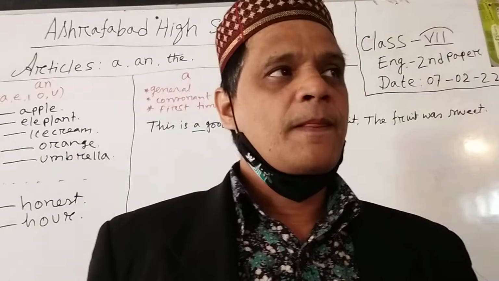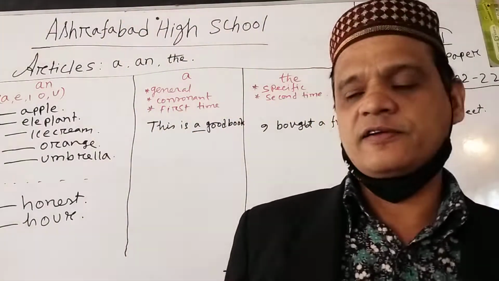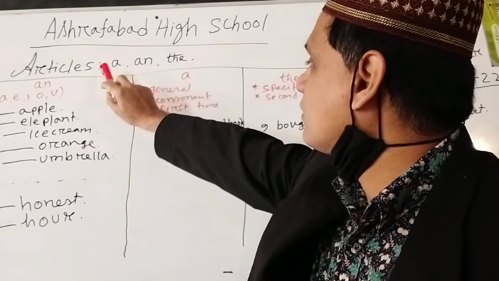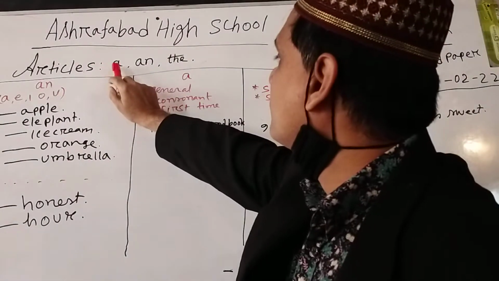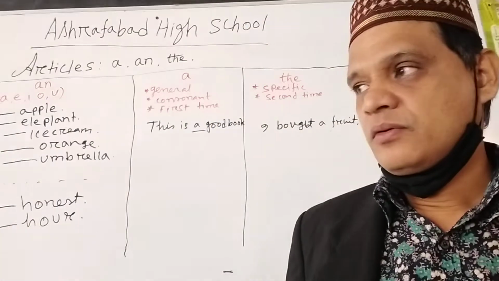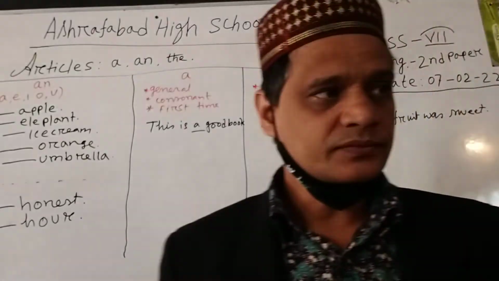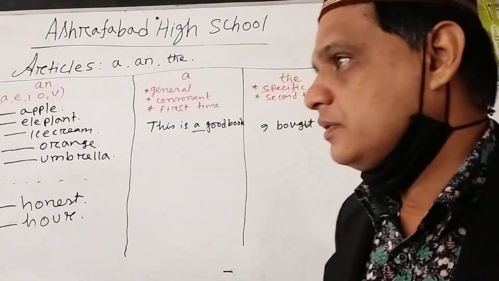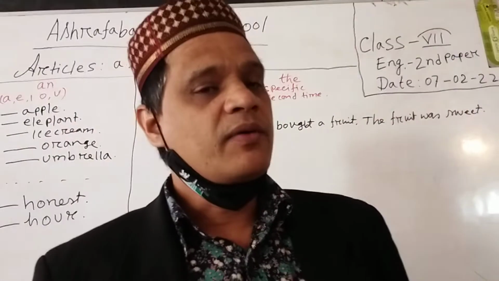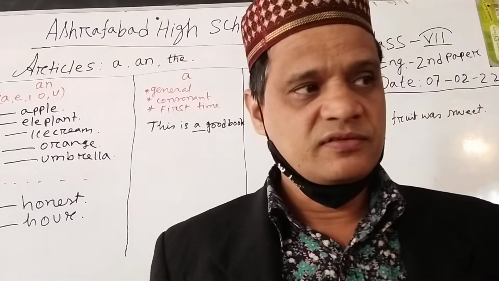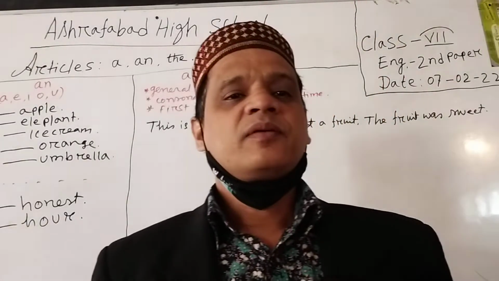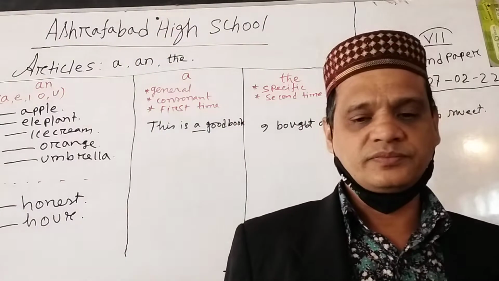Dear learners, first of all, what are articles? Articles are three important ones. They are A, An and The. We all know that in the English alphabet, A to Z, we have our vowels and we have our consonants. I am sure that you all know vowels very well.